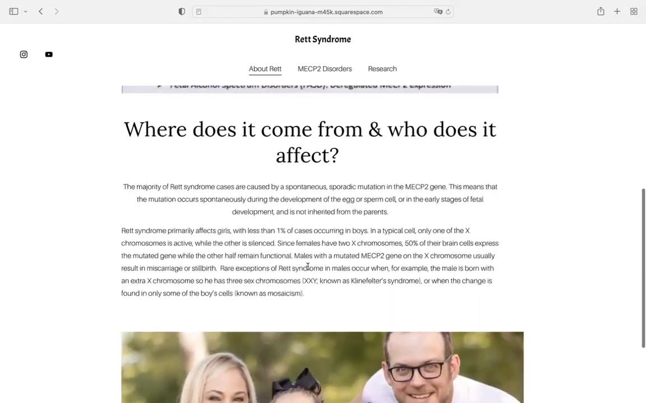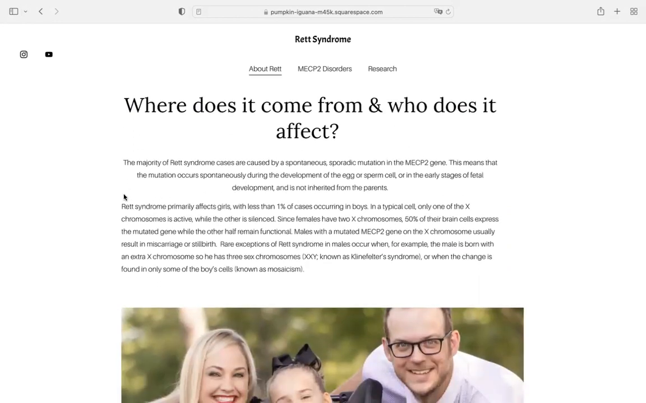Where does it come from and who does it affect? Like we learned in class, the majority of Rett syndrome cases are caused by sporadic mutation, which means there is not an inherited pattern in this disease. The sporadic mutation is just spontaneous in the development of the egg or sperm cell.